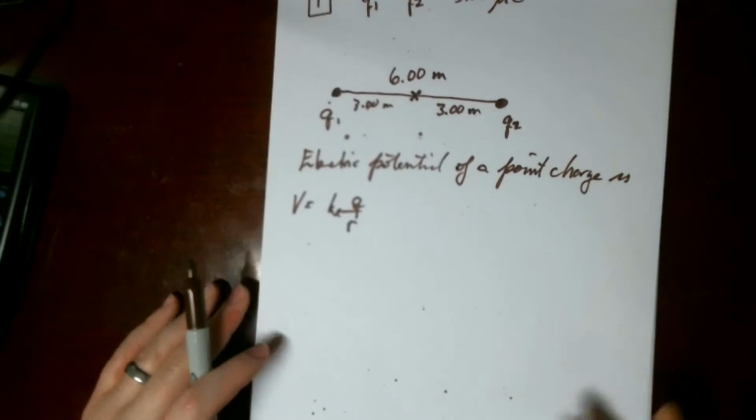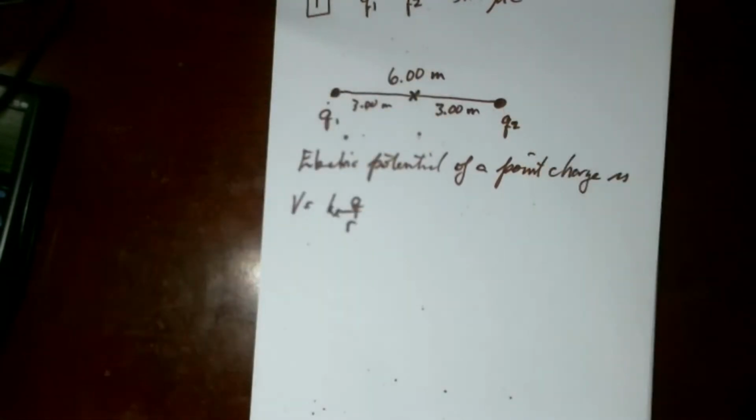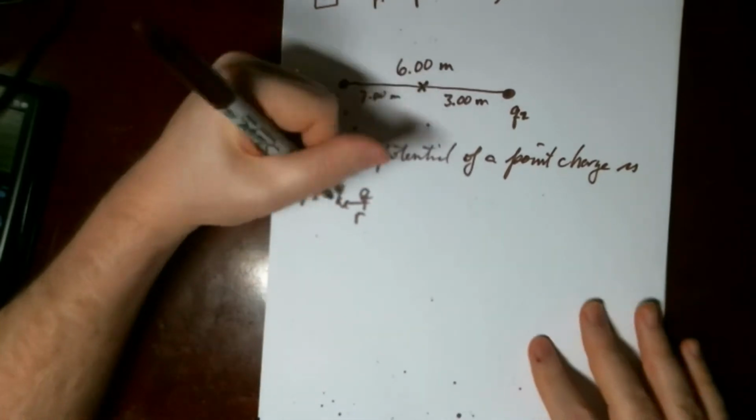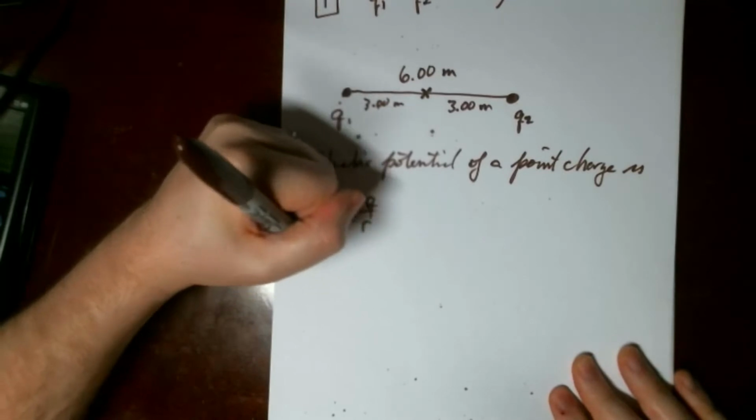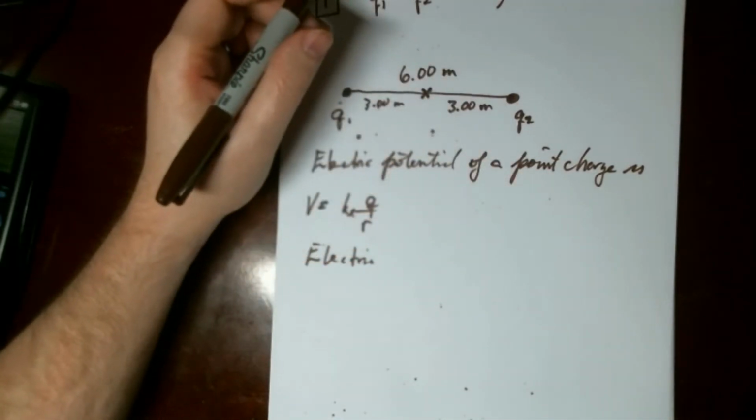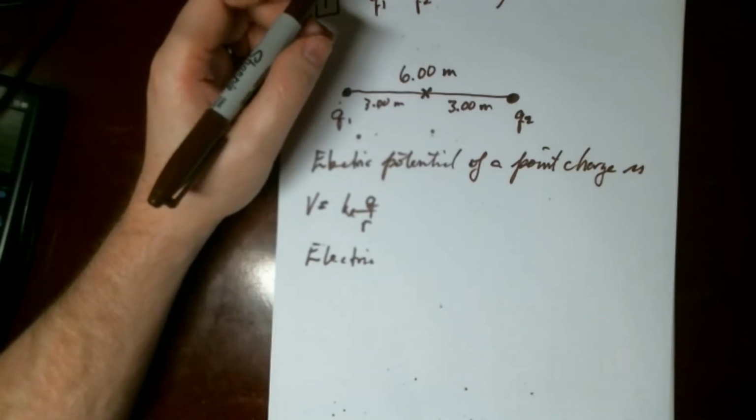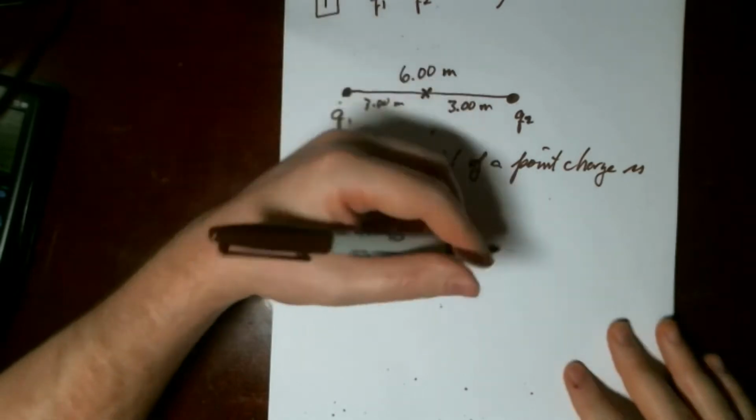So we'll use that to figure out the potential of each of these points and work out the potential between them. One useful thing about the electric potential is that it's a scalar rather than a vector, which means we don't have to do a lot of trigonometry to work out what the components of the electric potential are. There are no components. It's just a number.